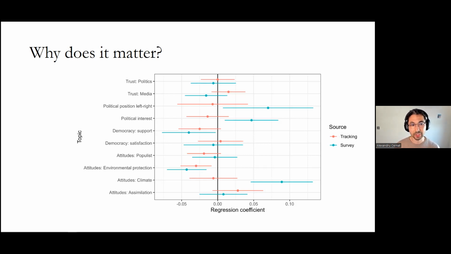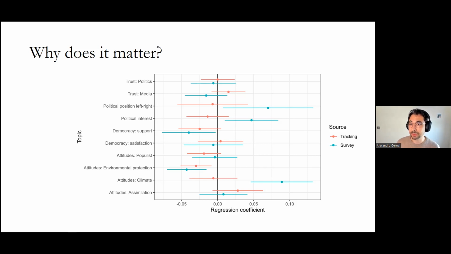And you see sometimes they agree. So for example, for politics, it seems that they're both around 0. But for other things, they don't agree. If you look at position left to right, for the survey, it appears that there's an effect that is statistically significant. For the digital trace data, it appears that it's not statistically significant. So if I use one data source, I have one conclusion. If I use another source, I have a different conclusion. And depending on the outcome, so attitudes toward climate, again, very big difference there. So depending on the outcome, I could have different conclusions.